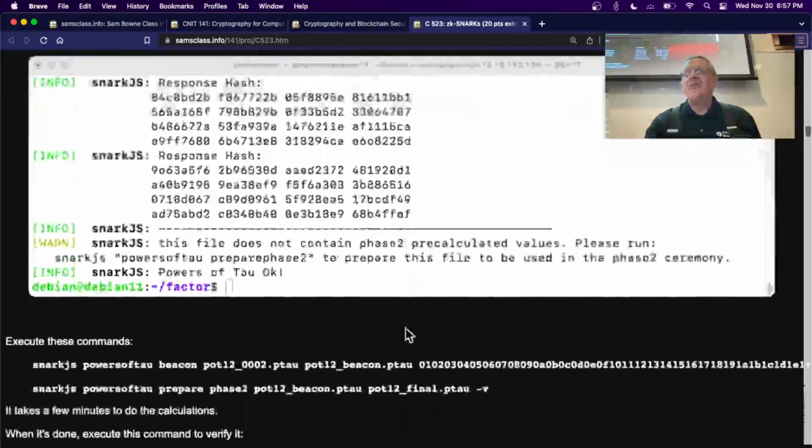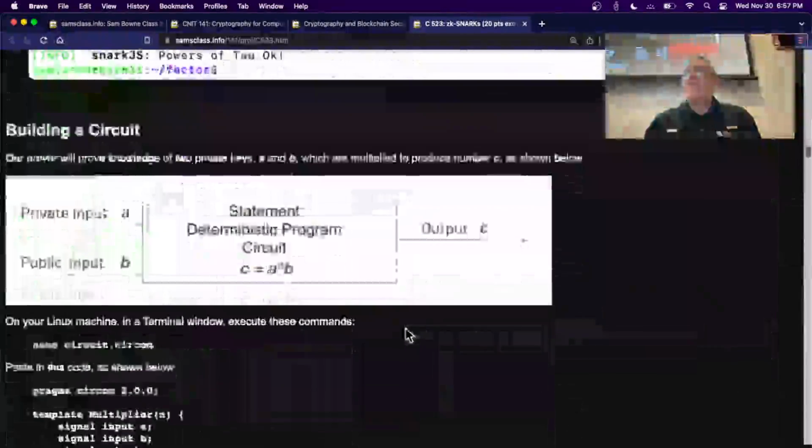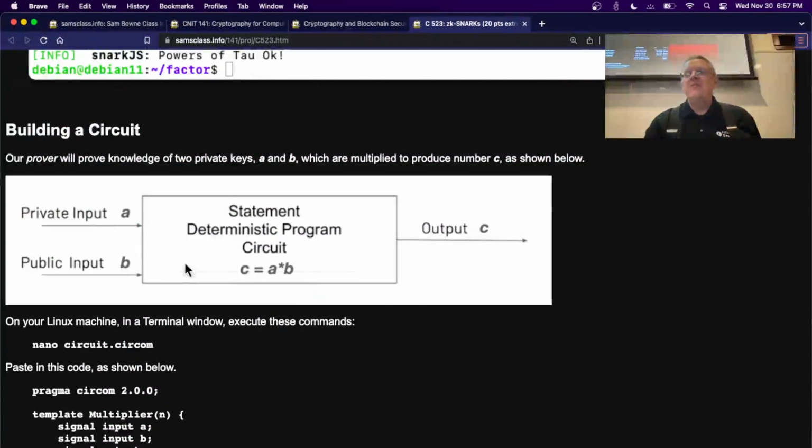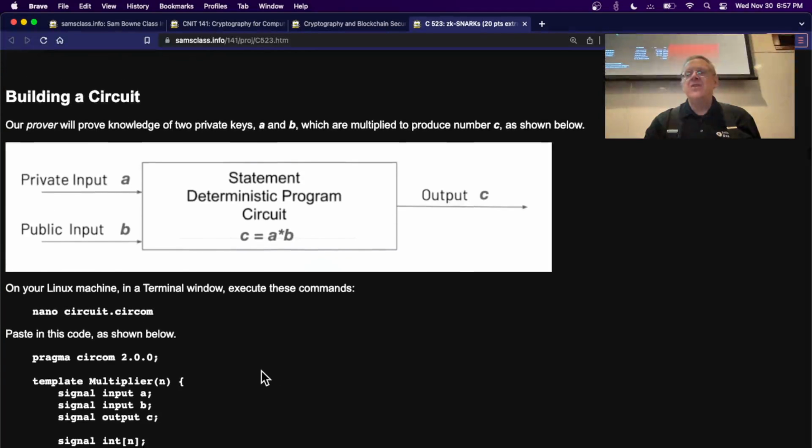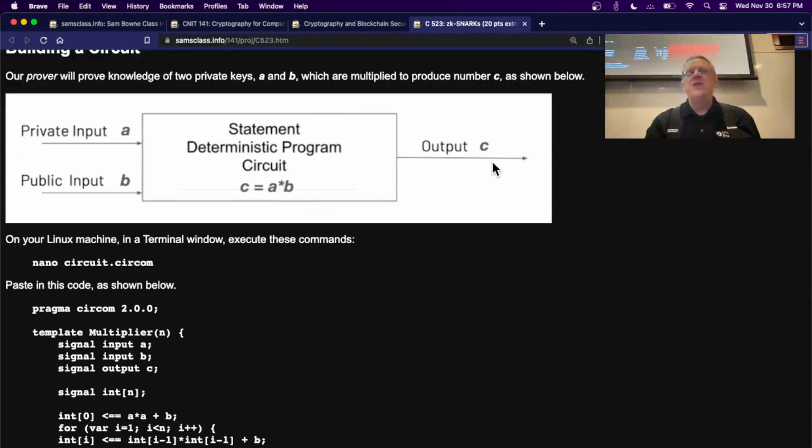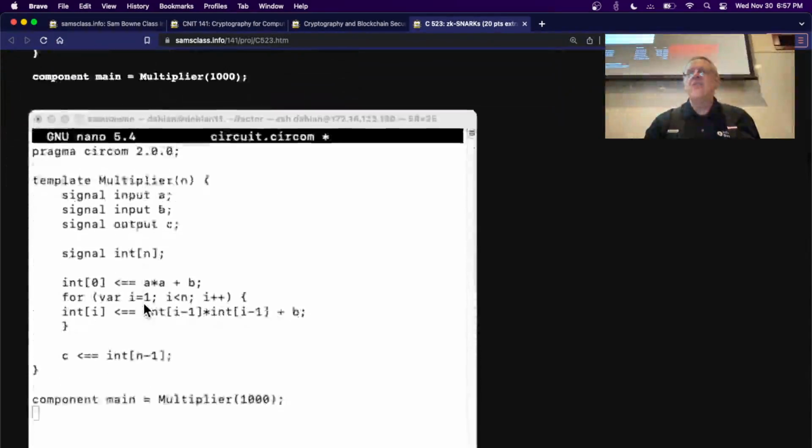It's really quite complicated. And then you build a circuit where you have inputs and the output of C, and you're going to do something simple like multiply two numbers and prove that you know the multiplication without exposing the input numbers. A very simple problem, of course. And that turns out to be quite a chore.